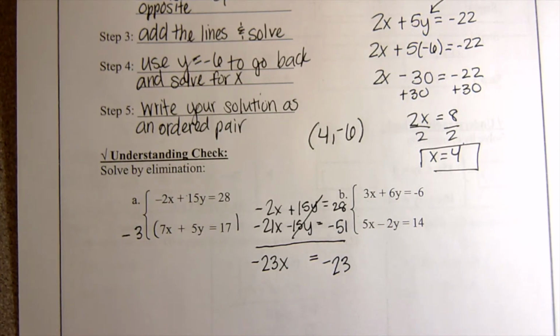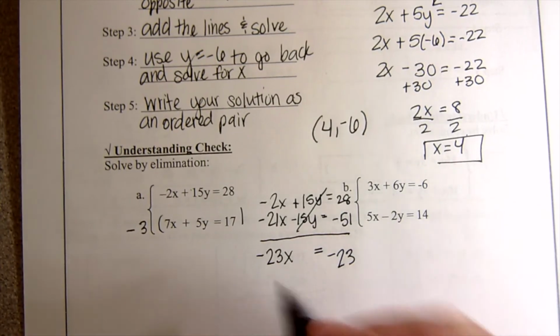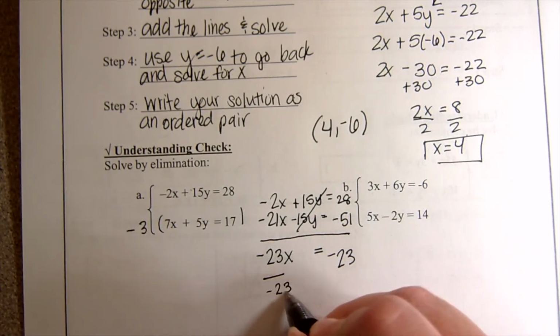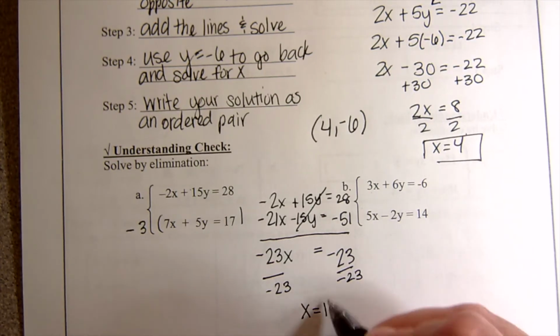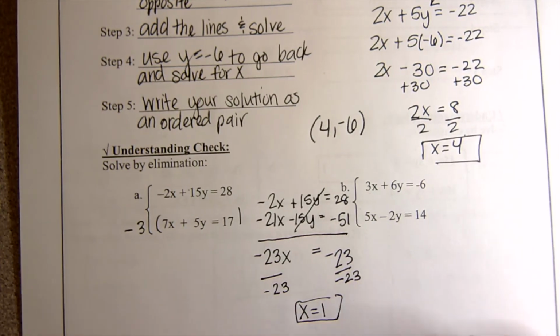And then what do I do to both sides? Divide by negative 23. So x equals positive 1. From there, this is easy.